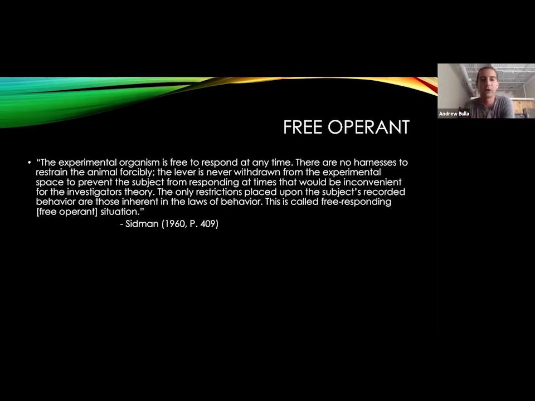And here's a quote from Sidman: The experimental organism is free to respond at any time. There are no harnesses to restrain the animal forcibly. The lever is never withdrawn from the experimental space to prevent the subject from responding at times that would be inconvenient for the investigator's theory.